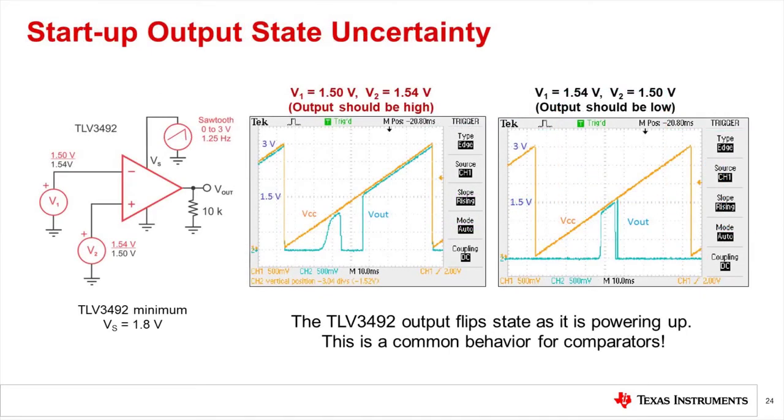Now I want to talk about a common issue encountered in comparator circuits, known as startup output state uncertainty. Startup state uncertainty means that as the comparator's power supply is being ramped, the output may transition back and forth between states regardless of what you have on your input pins. That means the output may provide a false or incorrect state during startup until the supply voltage reaches the minimum supply voltage of the device.